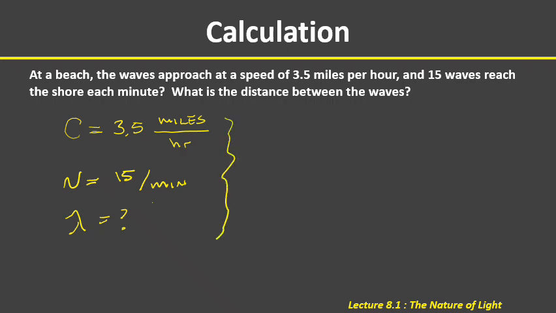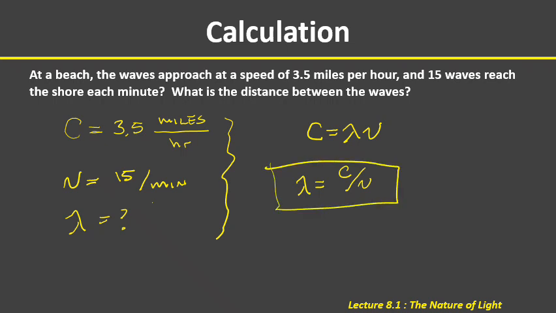So now let's look at our algebraic relationship between these. We know that c is wavelength times the frequency. We're trying to determine the wavelength, so we'll just divide both sides by nu. So lambda is c over nu. All right, so basically that's all we need to do. Although if you're paying attention, you might have noticed that we have a bit of a unit problem here.